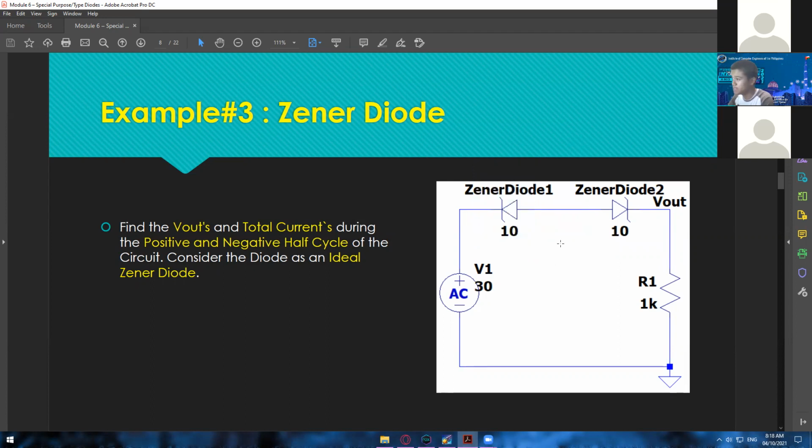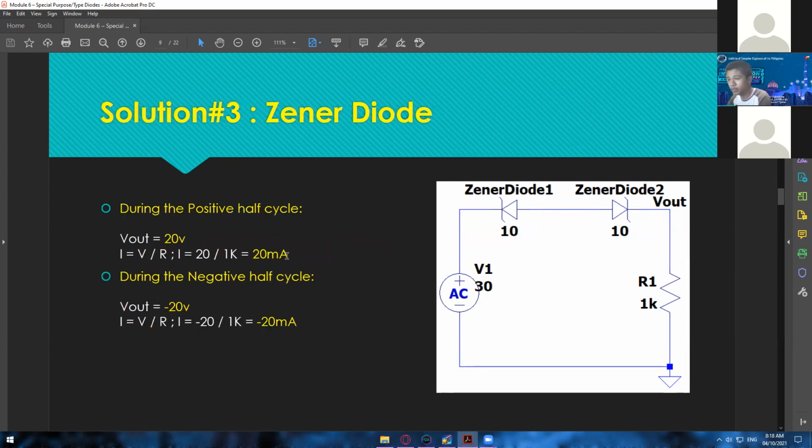But in here, we have positive to positive, negative to negative, so it will just permit the flow of current. So we still have positive 20. And then vice versa for the negative half cycle. In here, it's forward bias, and in here, it's reverse bias, so we have to deduct this 10 volts right here. All right, and then for your currents, of course, it's 20 milliamps and negative 20 milliamps.